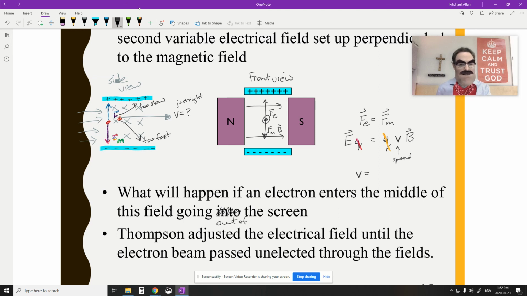So all he needs to do, if I just rearrange this, is take the electric field and divide it by the magnetic field. And that's it. Actually, these should always be absolute valued. Direction doesn't really matter in this situation. So to find out the speed that is going undeflected, you just take the electric field and divide it by the magnetic field.